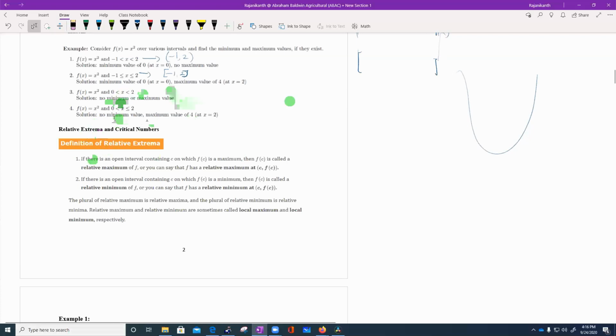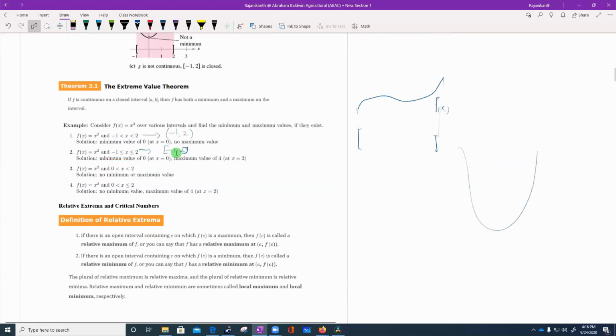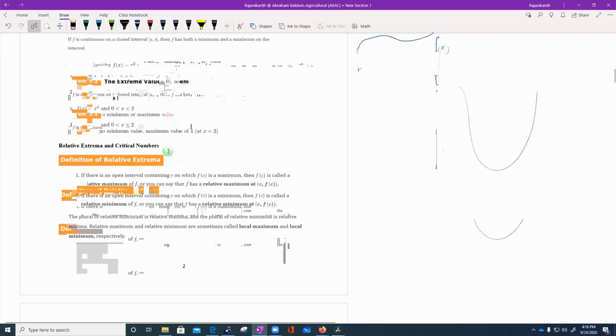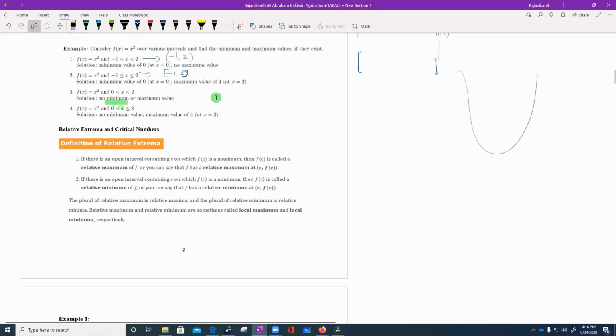Okay. So again, this is also the same scenario, right? Because you do not include 0, therefore no minimum, but you include 2, so therefore there's a maximum. So this is all about the extreme value, right? Maybe maximum, maybe minimum. Do you have any question at this point? There's no question. Let's move ahead.